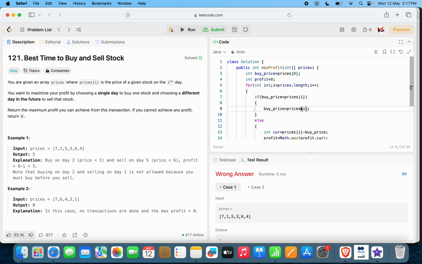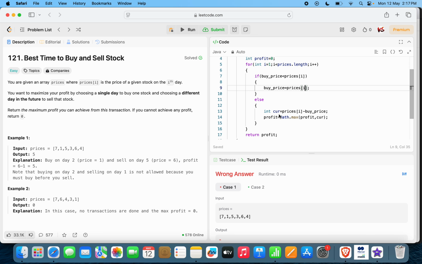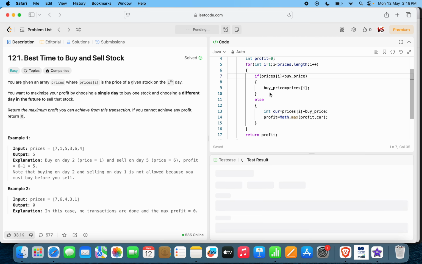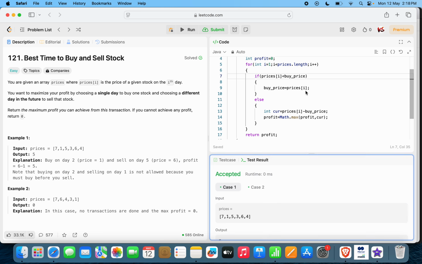If it is not true, then it moves to the else statement, and prices of i, which is 1, minus 7 gives a current profit of minus 6. So in that case you need to update, right? Yes, this one I thought was a mistake. If prices of i is less than buy price, then we need to update it. This is how it is accepted for the question.